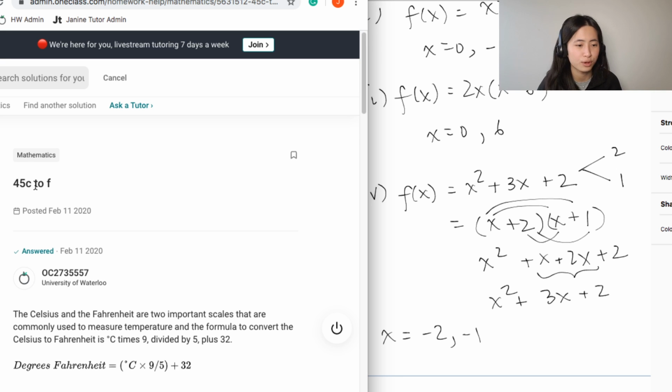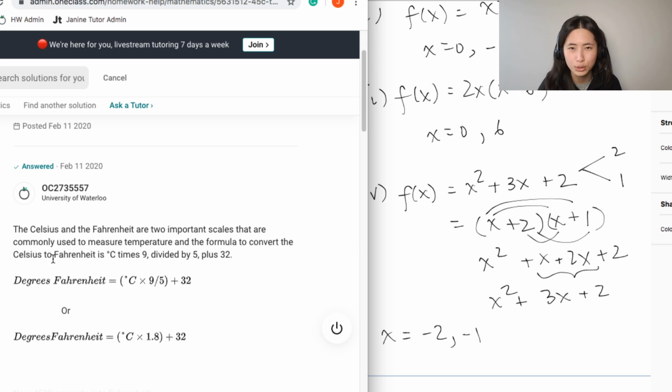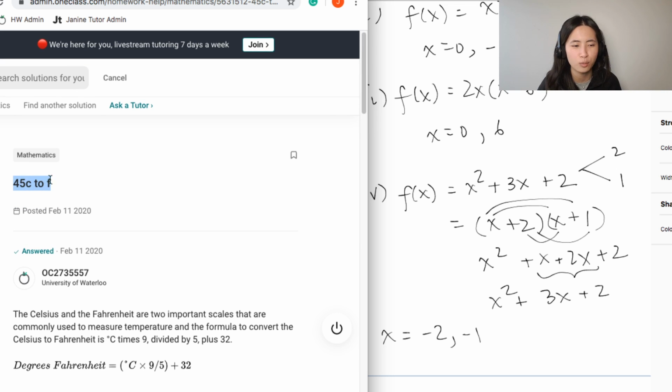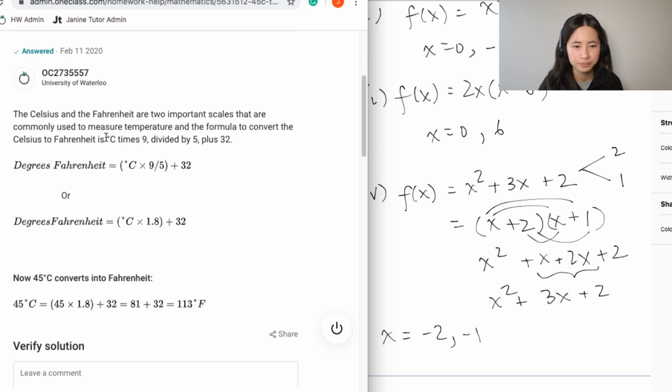Okay, I have no idea what exactly this question means, but based on the solution that they presented, I think they wanted you to convert 45 degrees Celsius to Fahrenheit. So here it says the Celsius and the Fahrenheit are two important scales that are commonly used to measure temperature, and the formula to convert Celsius to Fahrenheit is, there we go.